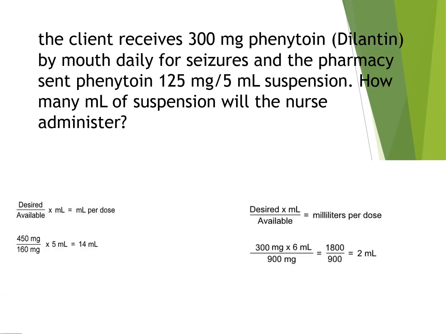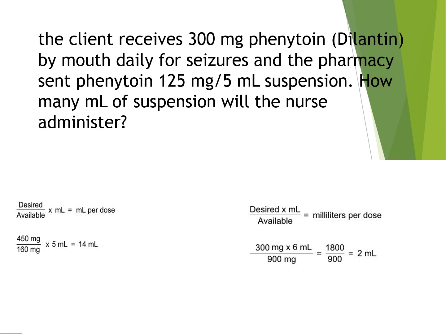So this is a nice practice question. The client receives 300 milligrams of phenytoin (Dilantin) by mouth daily for seizures, and the pharmacy sent phenytoin 125 milligrams per 5 mL suspension. How many mLs of suspension will the nurse administer? So you always want to make sure that you're looking at what? Desired over what's available times mL equals mL per dose, right?